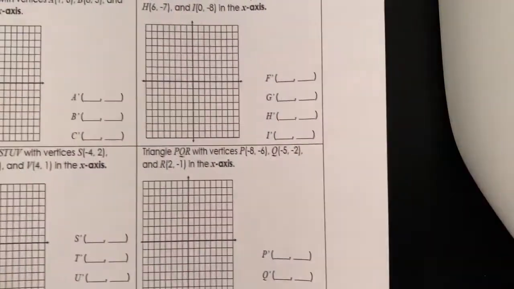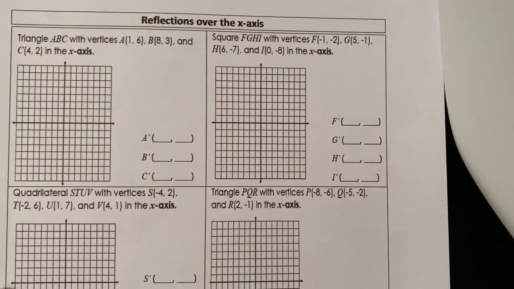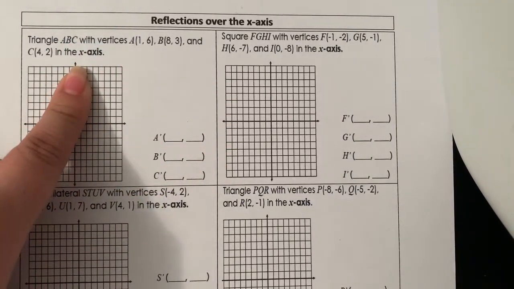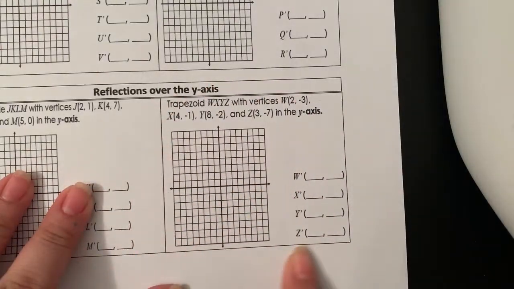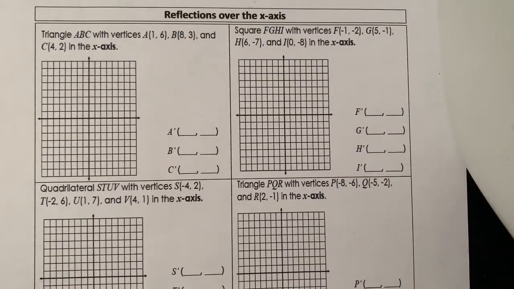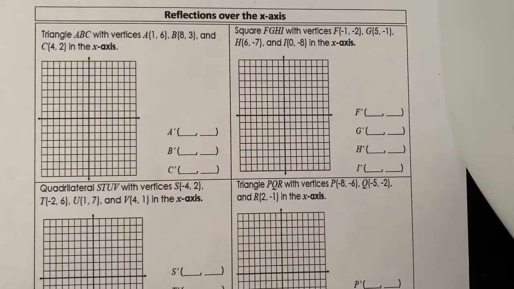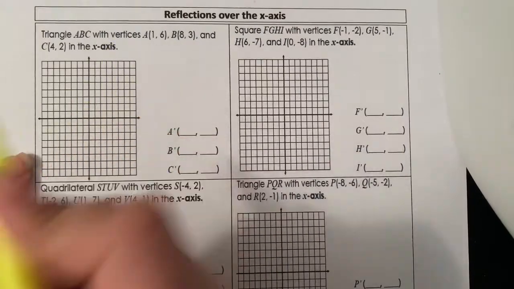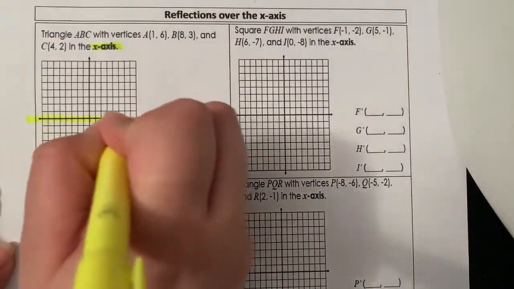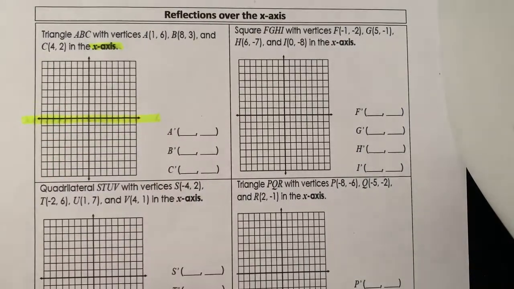Now if we go to the next page of our notes, we're just going to practice a few more. I'm going to do one more over the x-axis, and then I'm going to do one more over the y-axis. So starting with our x-axis, I like to highlight which axis I'm doing. That way I can always have it as a reference. So in this problem, we are doing the x-axis. So I'm just going to highlight it right here.